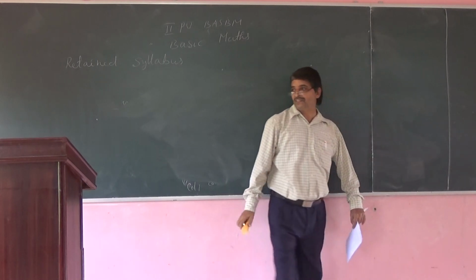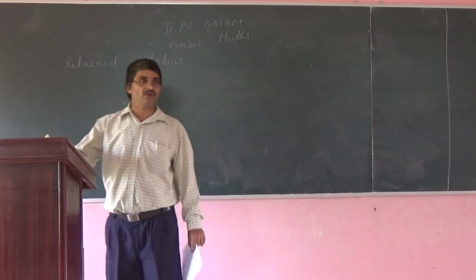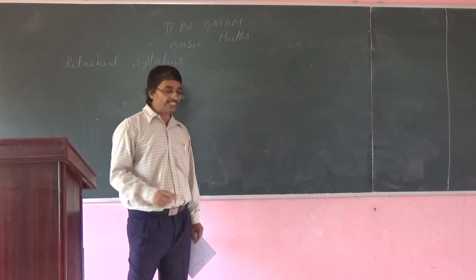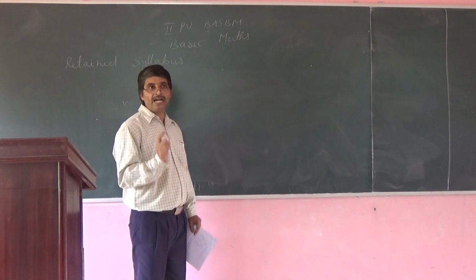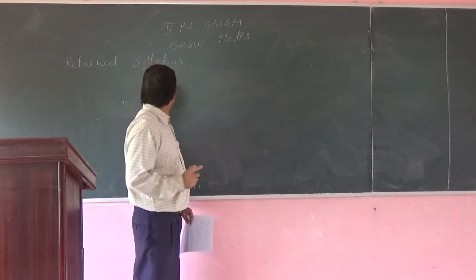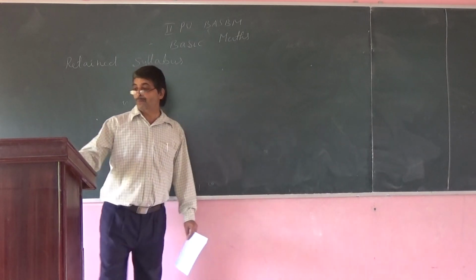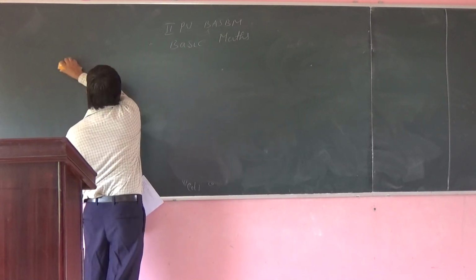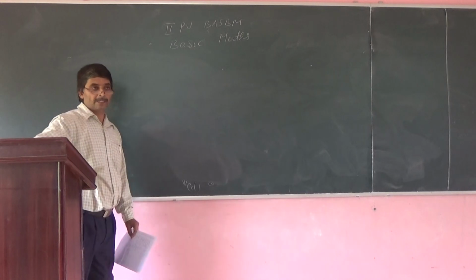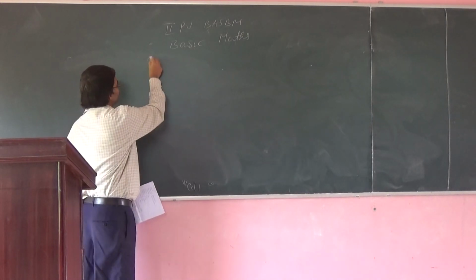So in general, if I say that a matrix is of order m by n, it means that there are m rows and n columns. Okay. Next topic is types of matrices.